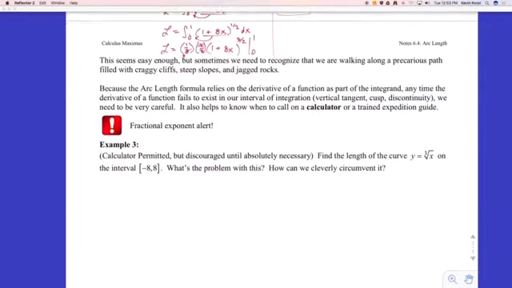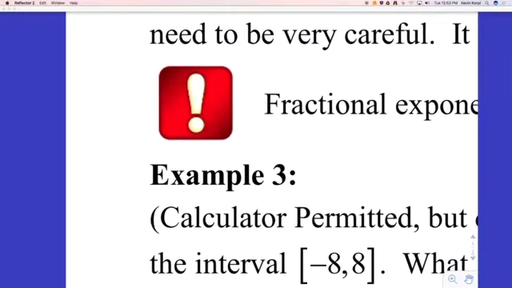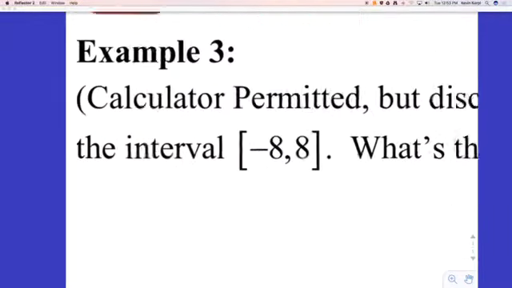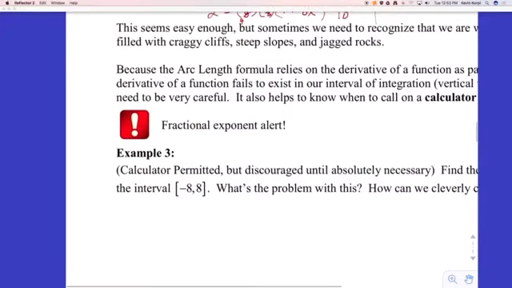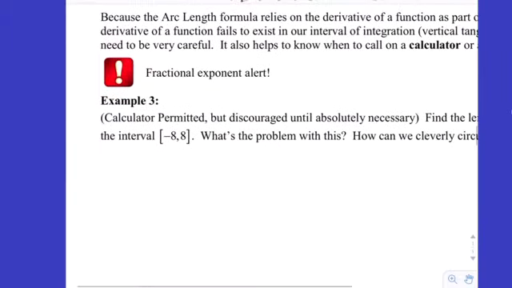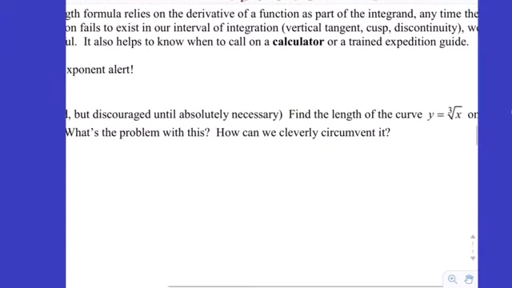All right, so notice that we have kind of like an alert, right? Exclamation point. Woo! Get my attention. So again, example 3 is calculated permitted, but it's going to be kind of an exceptional case, what to do to circumvent some type of inherent problem. So it says calculated is permitted but discouraged until absolutely necessary.